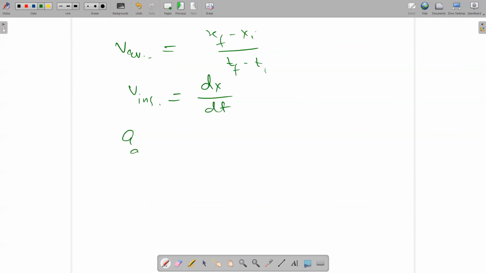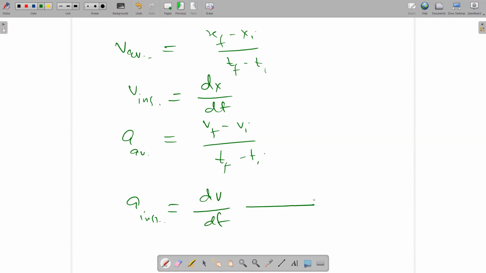Then we have discussed average acceleration. Average acceleration means VF minus VI over TF minus TI. Then we have discussed instantaneous acceleration, and this is dV over dt. So instantaneous, either this or this, is at one particular time.